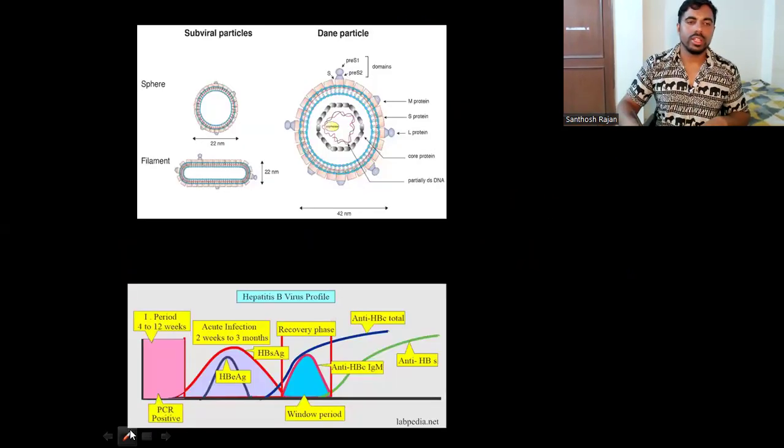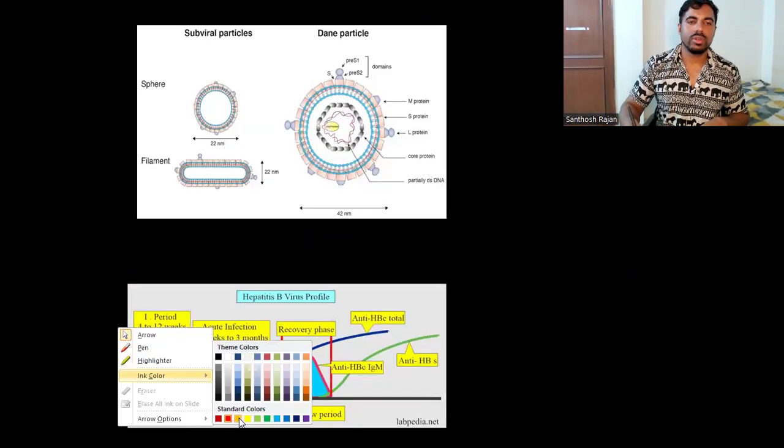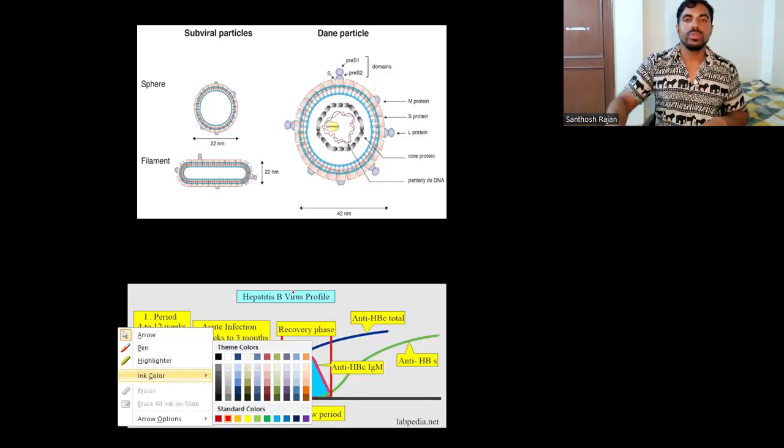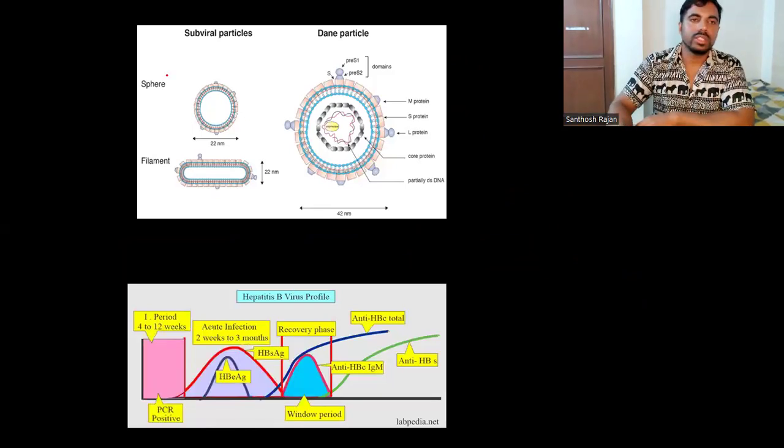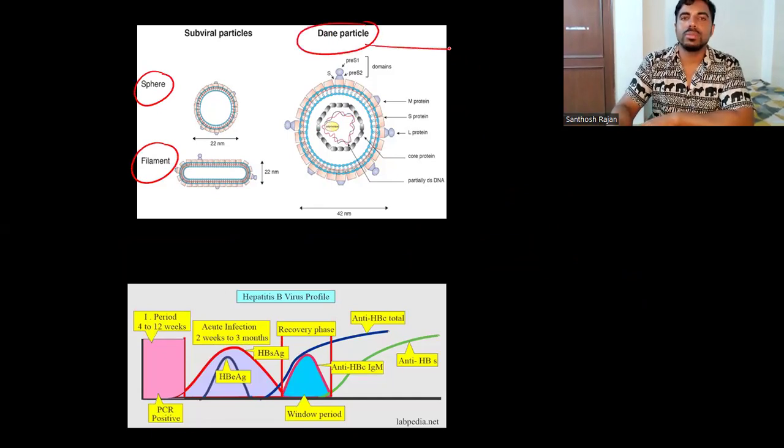Now look at this virus. If they give you a virus like this and tell you to identify it, you should know, because there are three forms: spear-shaped, filament-shaped, and Danny particle. When the word Danny particle comes, you should know this. Which hepatitis is it? Hepatitis B virus. We're talking about hepatitis B virus here.